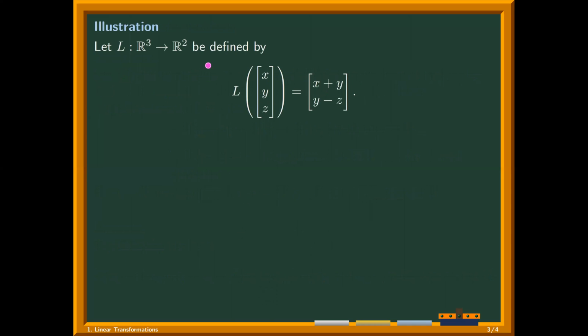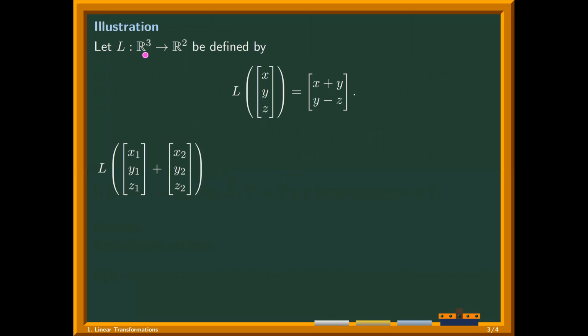So here's an illustration. Let's consider the function L mapping from V equals R3 into W equals R2 given by the following expression. Under L, a 3-vector with components x, y, z is mapped to a 2-vector with components x plus y and y minus z. Is this a linear transformation? Let's check. We have to verify that the two conditions in the definition are satisfied.